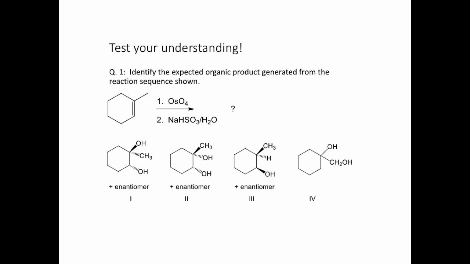Okay, now it's time to test your understanding. Identify the expected organic product generated from the reaction sequence shown. First you're going to use osmium tetroxide followed by sodium bisulfite with water. Do you think you'll get 1, 2, 3, or 4? Put your answers in the chat.